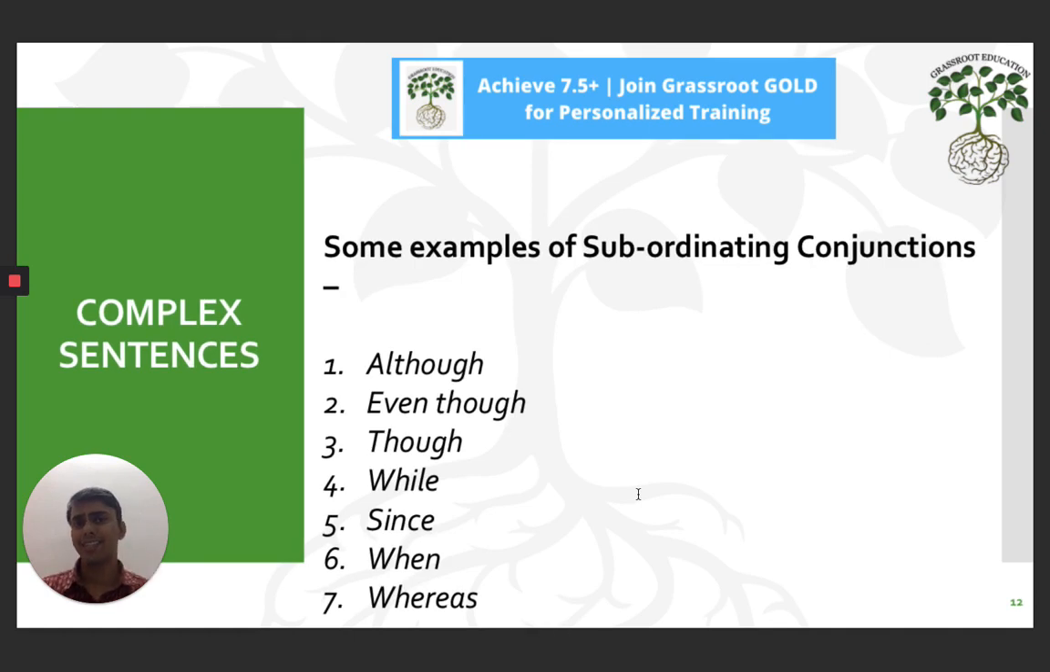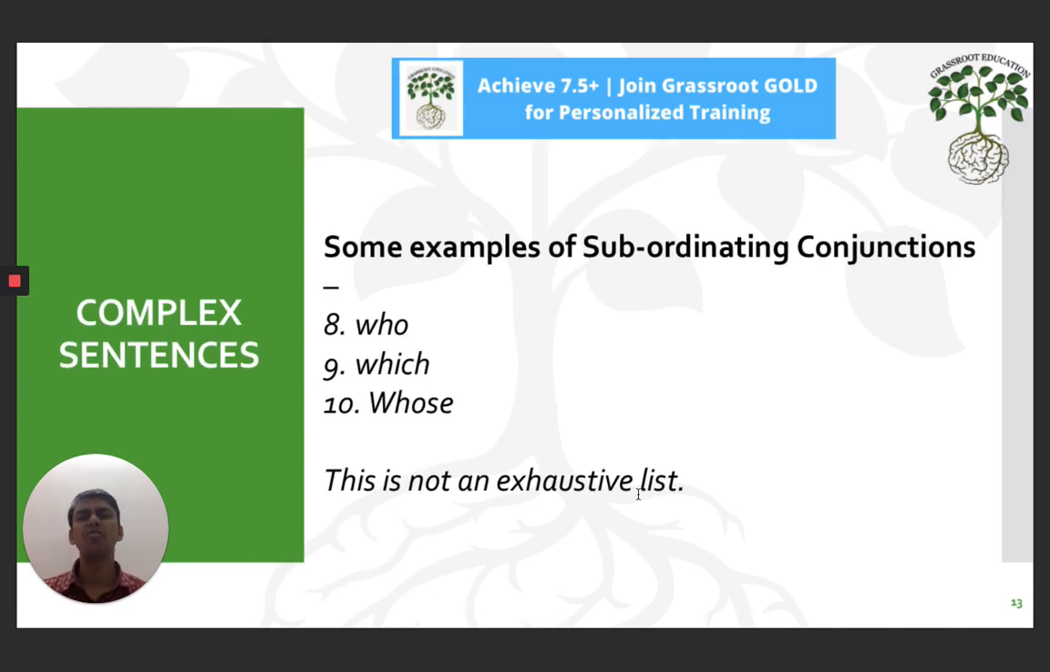Like, look at all these conjunctions: although, even though, while, since, when, whereas, who, which, whose, all these. This is definitely not an exhaustive list. There are several other subordinating conjunctions, but as a starting point, you can just keep this in mind, and you will be able to form complex sentences as well. Okay? So I hope the concept of compound and complex sentences is clear, and now you are a step closer towards achieving the band scores of your choice.